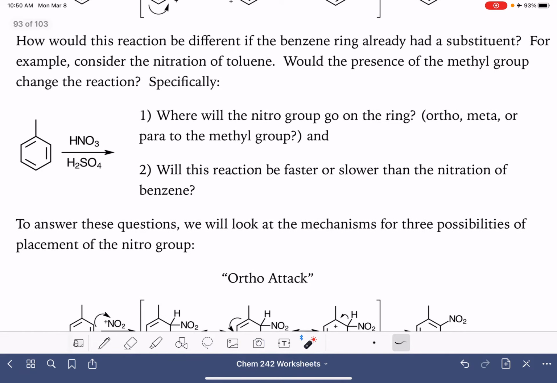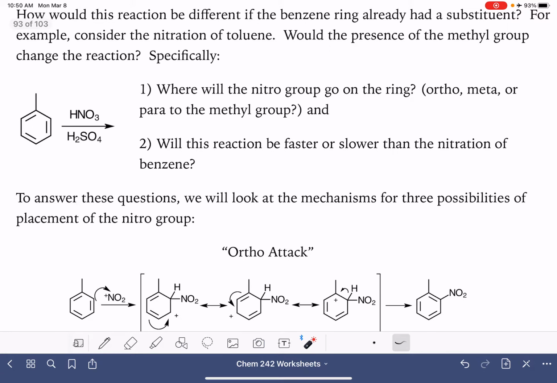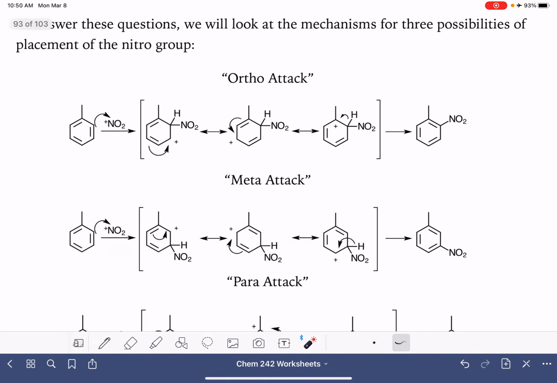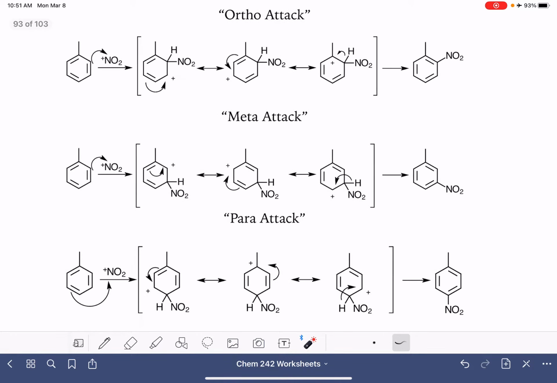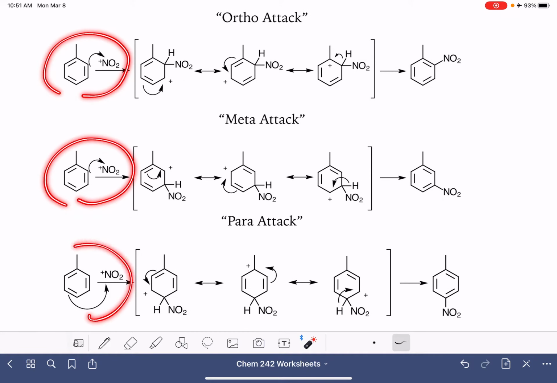And to answer these questions, we're going to be looking at the mechanism of the reaction considering all three possible locations of that incoming electrophile. So we want to consider the possibility that it goes to an ortho position, that it goes to meta, and that it goes para, and each one of those possibilities has its own mechanism. So we've got all three of the mechanisms here to look at. They're all starting the same way.